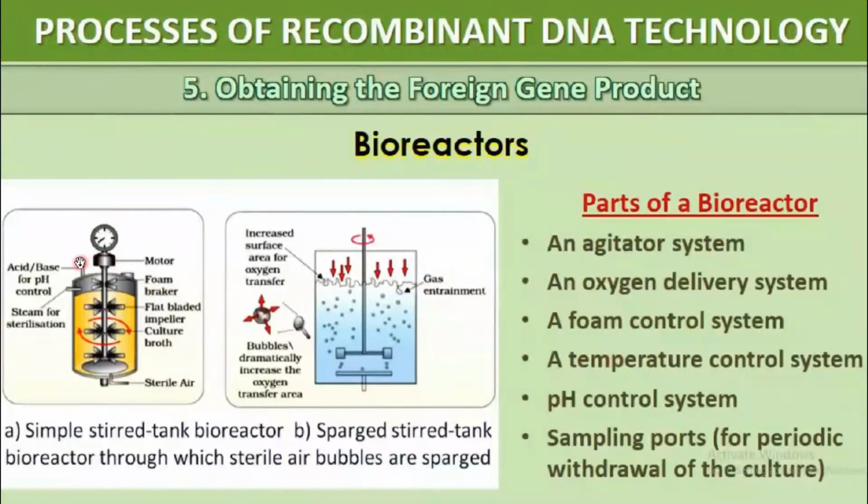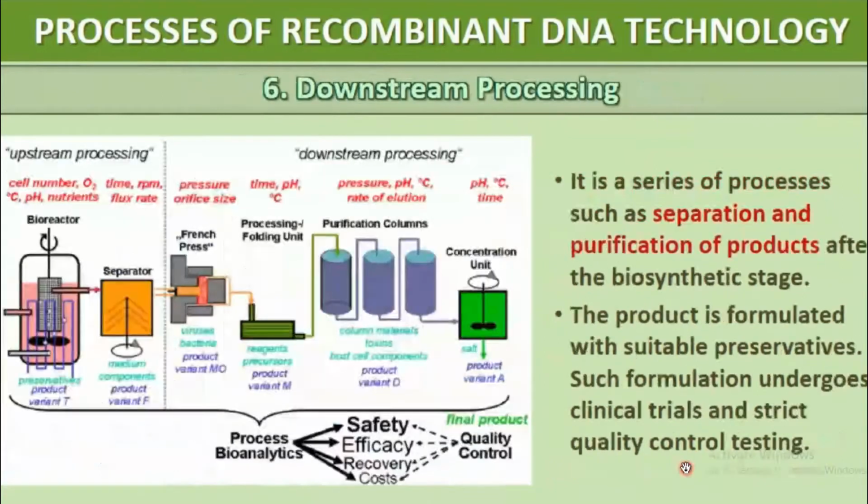What are the parts of a bioreactor? This is very important. It consists of an agitator system, an oxygen delivery system, a foam control system, a temperature control system, pH control system, and sampling ports, that is for periodic withdrawal of the culture.